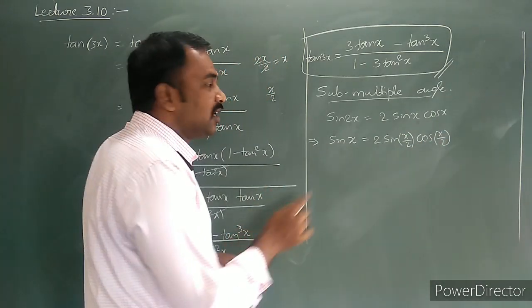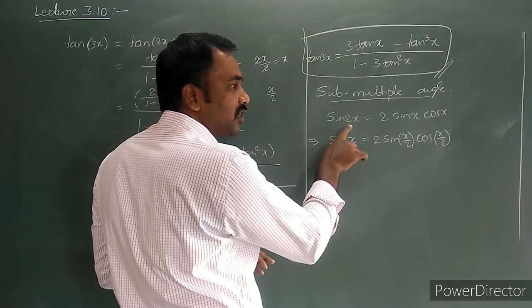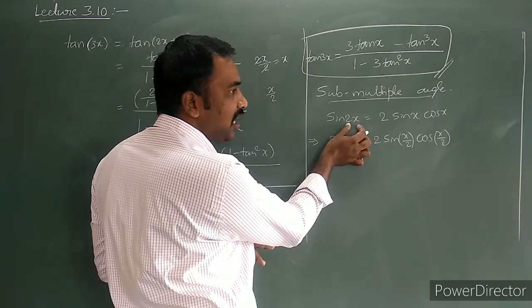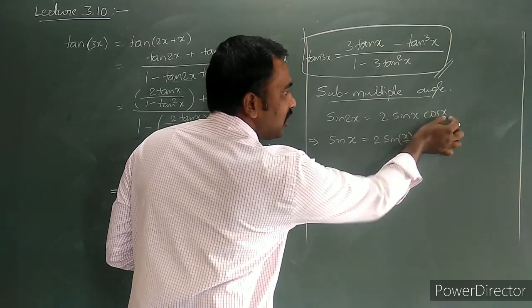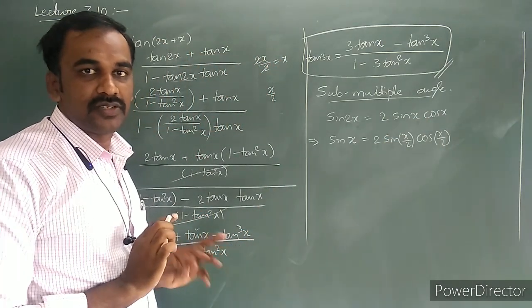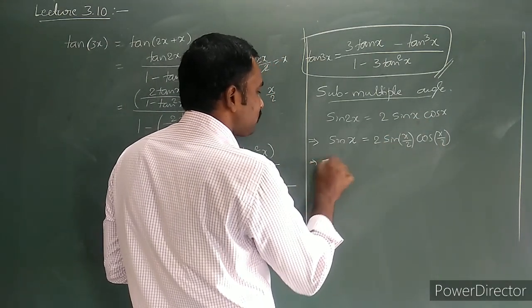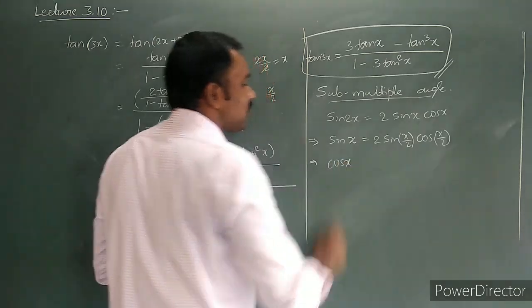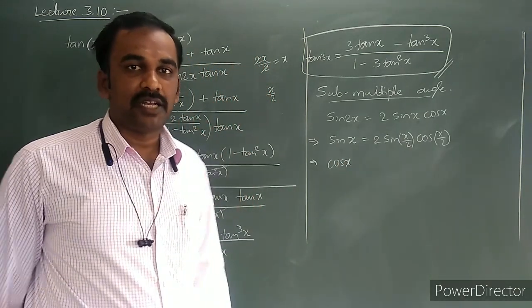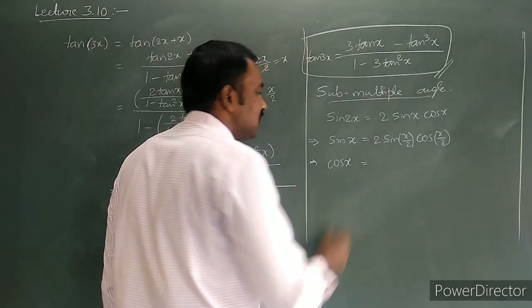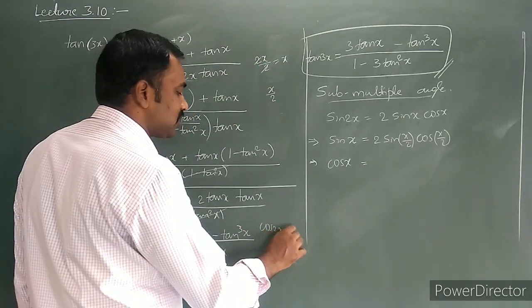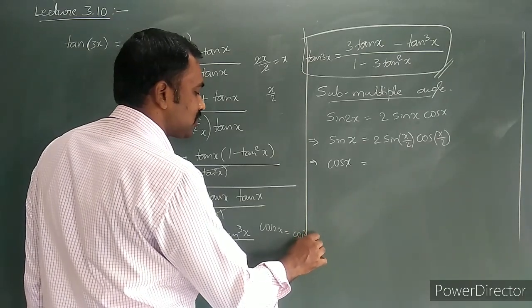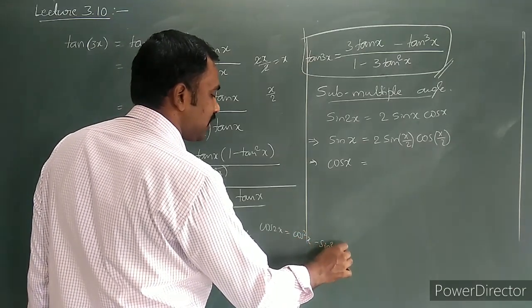How do you get this one? Dividing only the angle x. Half of this angle 2x is x. Half of this angle, half of this angle. That's all. This is the one result. Similarly, I am just going to write directly cos of x. There are 4 forms for the cos of x. One is cos of x, which you already know. Cos of x is equal to cos square x minus sin square x.